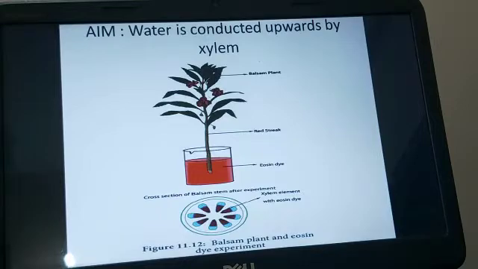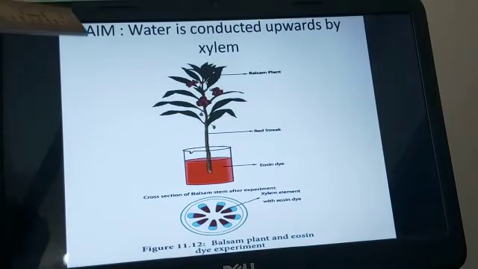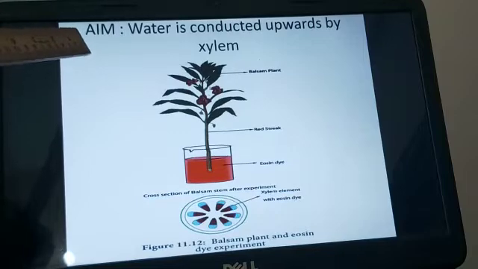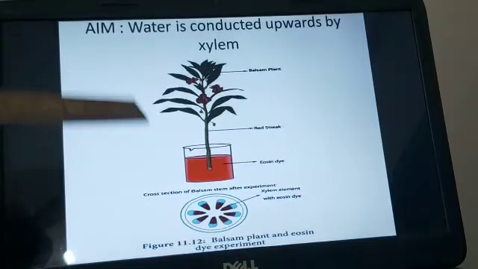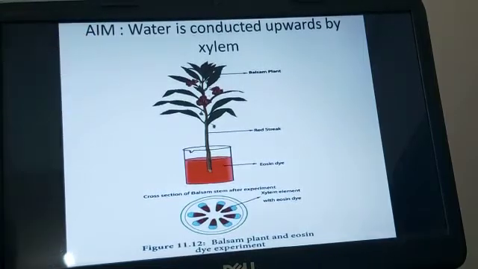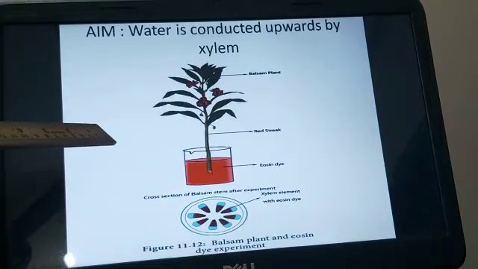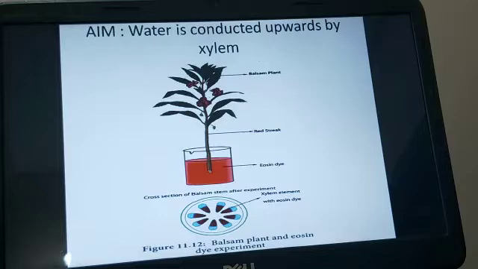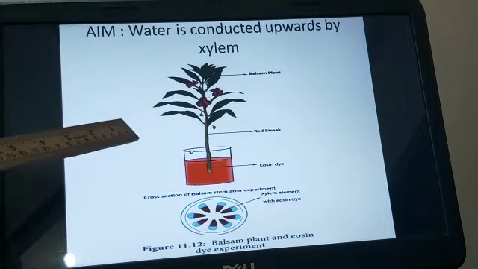Now here the aim of the second experiment is to see that the water is conducted by the xylem vessels in the upward direction. Children, the previous experiment as well as this experiment are very simple experiments. You can do them in your houses and observe the results on your own. This experiment also you can do on your own. I'll tell you how to do this experiment in your house after I explain this diagram.